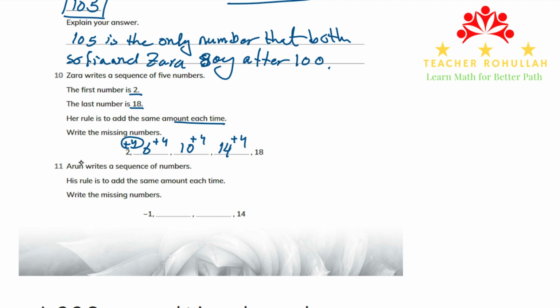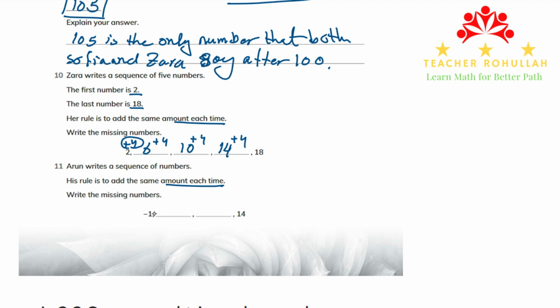In question number 11, it says, Arun writes a sequence of numbers. His rule is to add the same amount each time. Write the missing numbers. So each time we have to add a number to get 2 other numbers and finally reach 14. Again, let me try with 4. Negative 1 plus 4 is 3, and 3 plus 4 is 7. 7 plus 4 is 11. It does not reach 14.